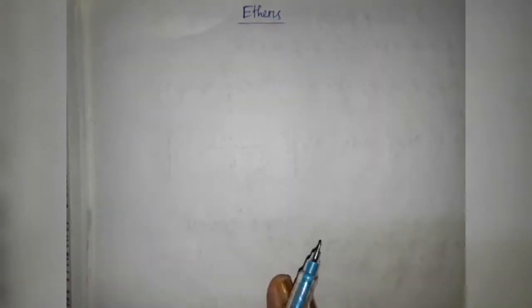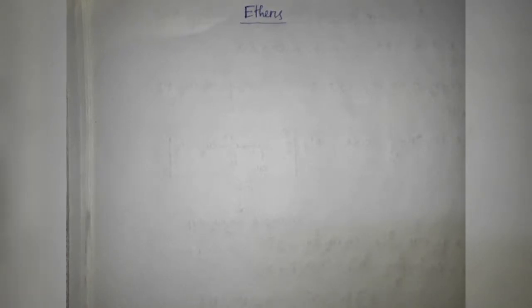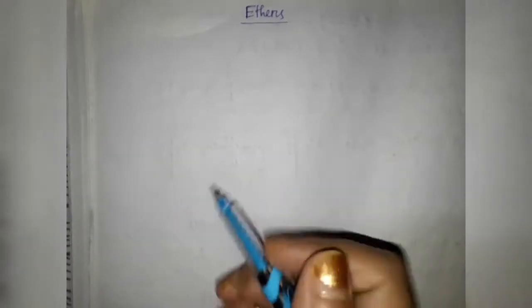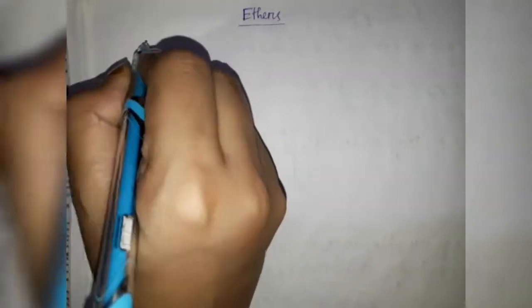So today we will discuss ethers. Okay, so at first we should know what is the classification of ethers. Well, when two similar kinds of alkyl or aryl groups are attached with oxygen atom, then they are known as simple ethers or symmetrical ethers.